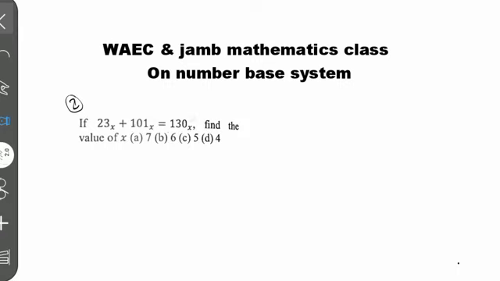The first one is also from a JAMB past question. In case you missed the first question, you can check the description below. The link directs you to the first question on number base system from WAEC. The one I gave you as classwork is from a JAMB past question, and we have another classwork to be submitted in the next 30 minutes.